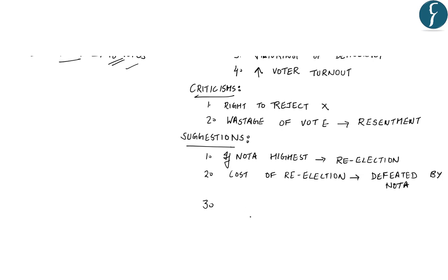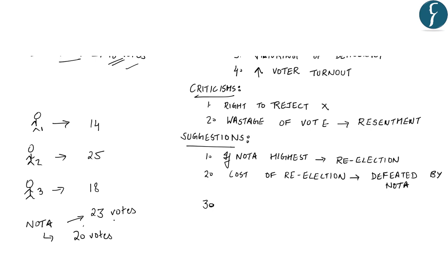The third suggestion is that if votes received by NOTA is higher than a certain percentage, then re-election should be held. For example, consider this scenario where we have these three candidates. Now the Election Commission can declare that if NOTA secures more than say 20 votes, then re-election would be held. And now if elections are held and candidate 1 say gets 14 votes, candidate 2 gets 25 votes, and candidate 3 gets 18 votes, and NOTA gets 23 votes, then re-election should be held because the cutoff set by the Election Commission was 20 votes. And the cost of re-election in this case should be borne by the political parties of candidate 1 and candidate 3.